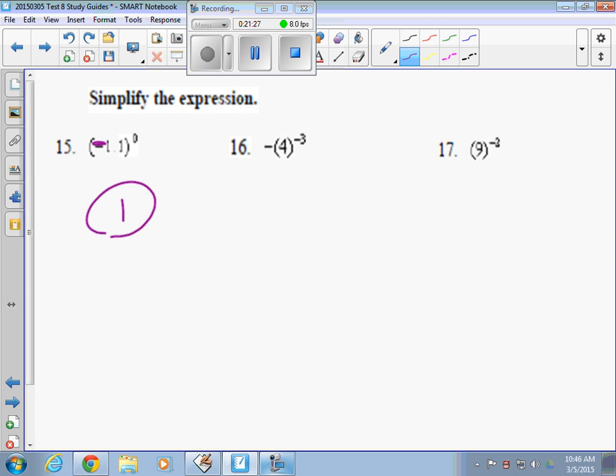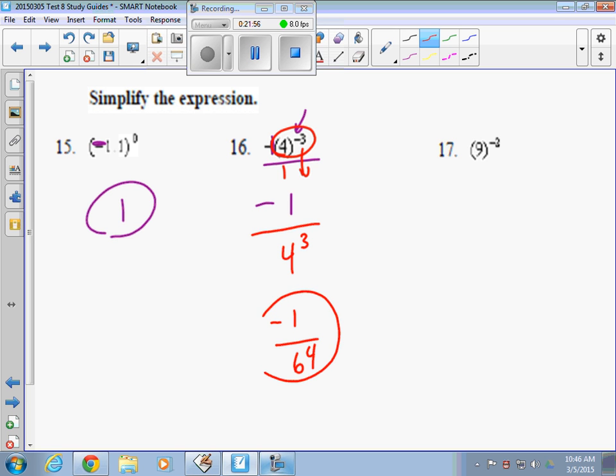This says -4 to the -3rd power. Remember, negative exponents, all that means is it rides the elevator. Negative is up front. This is -1. 4 is being raised to the -3rd power. Everything is considered over 1, so this rides the elevator down. -1 over 4, and it comes to the +3rd power. 4 times 4 is 16, times 4 is 64. -1 over 64 is the simplified answer.